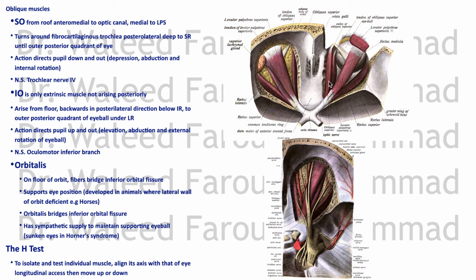If you pull on the muscle, the eye will be pulled down, meaning depression, outwards meaning abduction, okay? And internally rotated, intorted. This is the action of the superior oblique. It brings the eye depression, abduction, and internal rotation, okay?